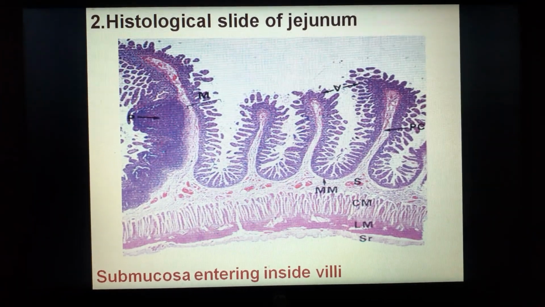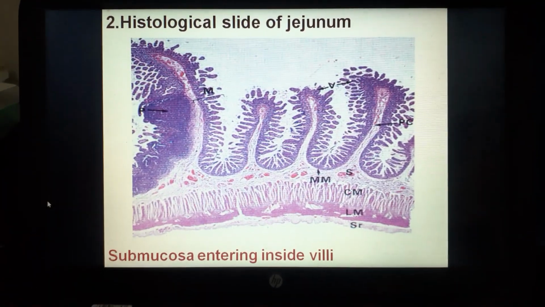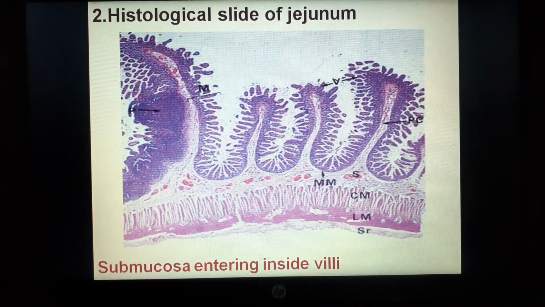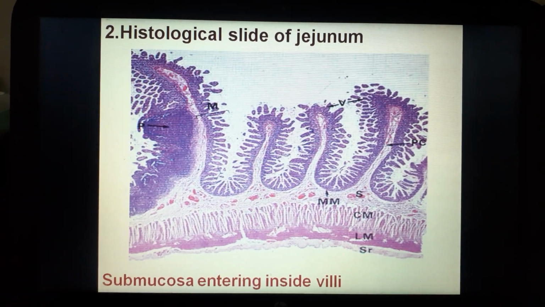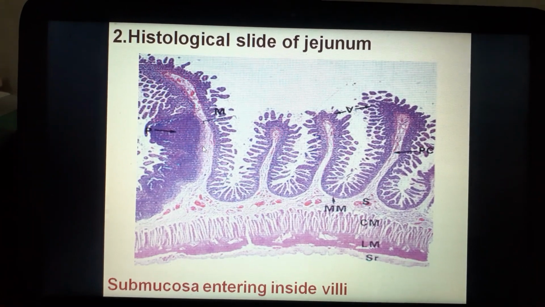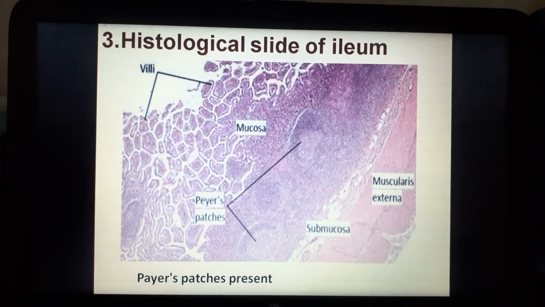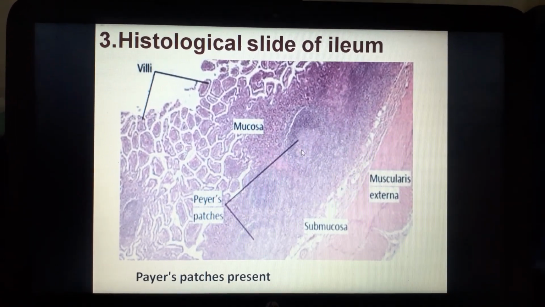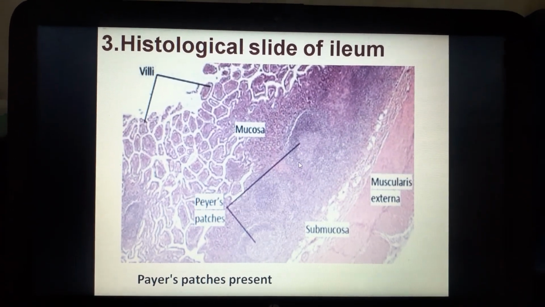In the jejunum, this is the submucosa which is entering inside the villi. This is the diagnosing point. Villi, but the submucosa entering inside the villi. In the histological slide of ileum, Peyer's patches. Villi plus Peyer's patches. That is the large lymphoid follicle.